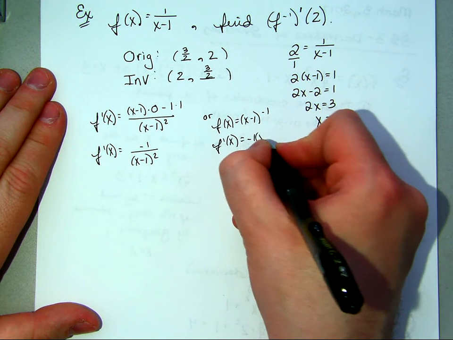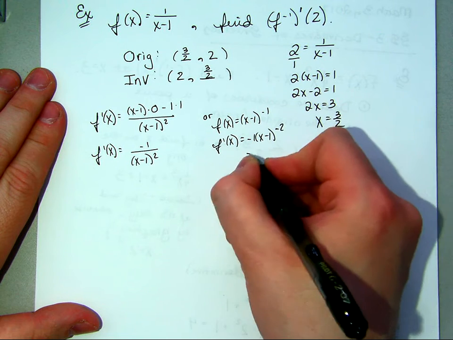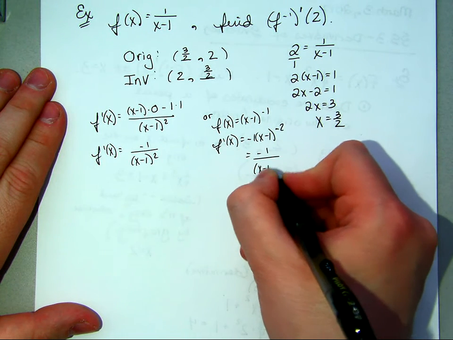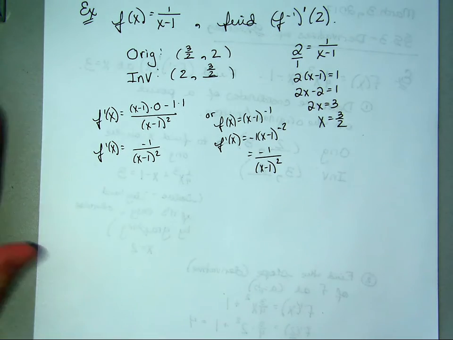Chain rule is actually way easier. Well, not way easier, but it's easier. But either way, negative 1 over x minus 1 squared.